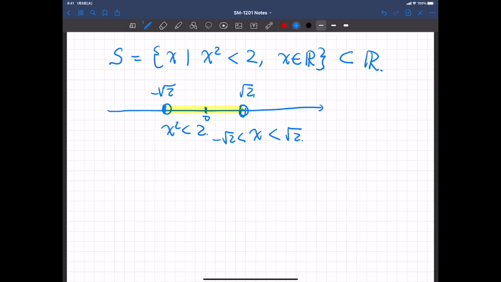Okay. Now, what's the supremum? This is square root of 2, and infimum is negative square root of 2. And of course, these numbers are also elements of real numbers. Okay.